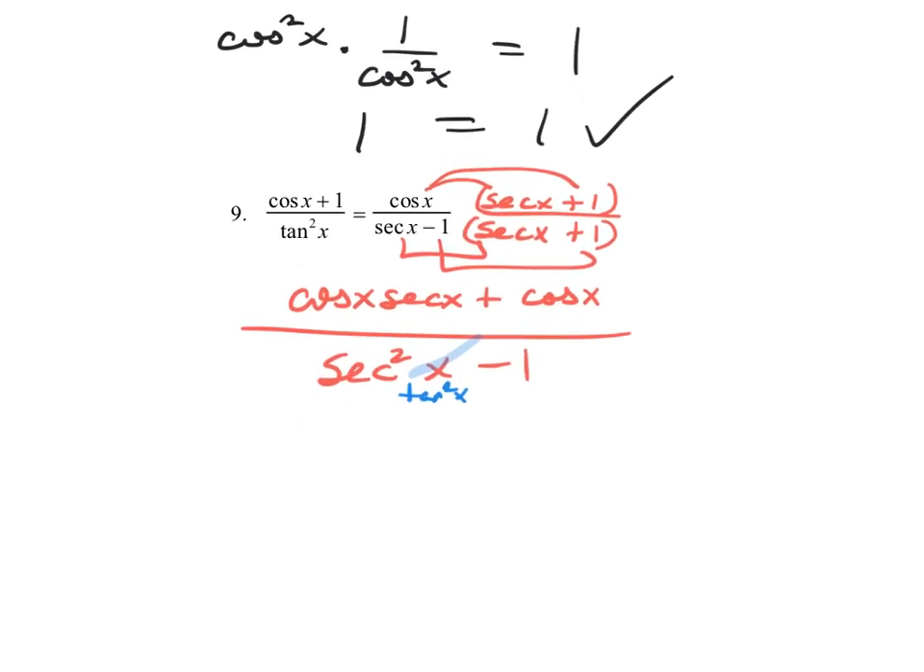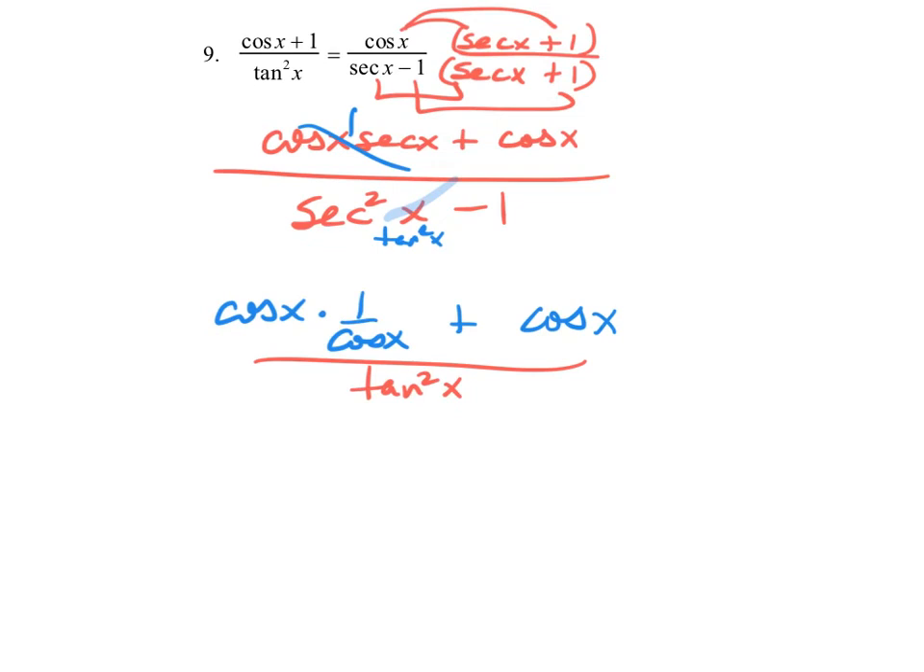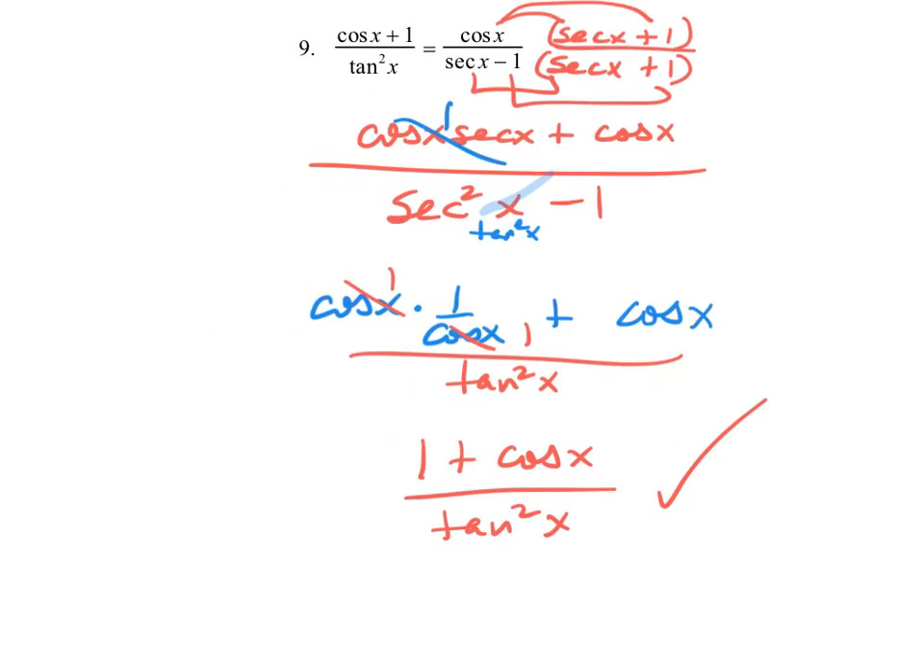So now I have, and then the top part, cosine x times the reciprocal of secant, which is cosine. This also becomes a 1. And I have my new bottom, which is tangent squared x. So this cancels, and I get 1 plus cosine x over tangent squared x, which is what I was trying to make it equal to.